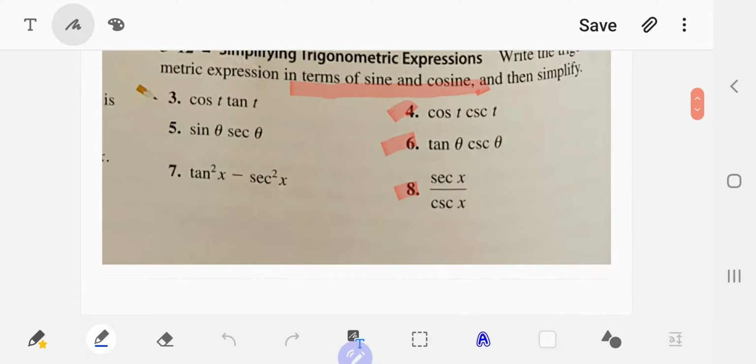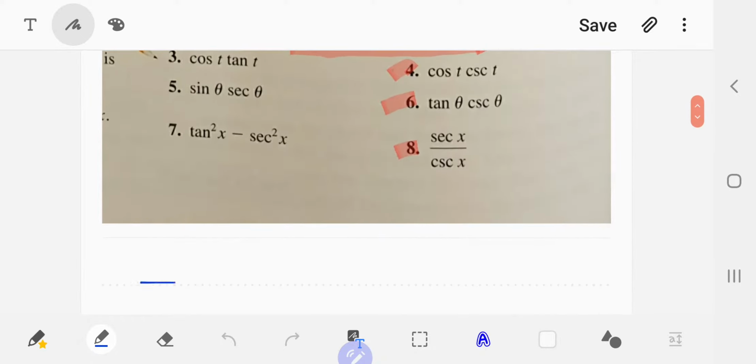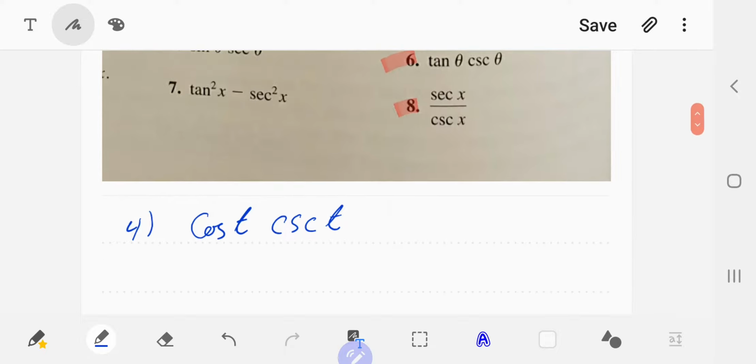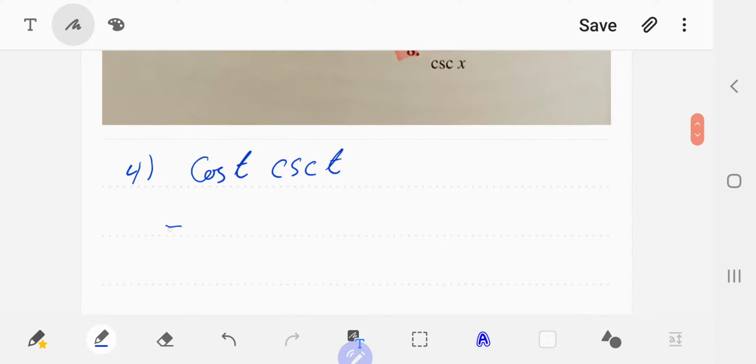So when you look at question 4, for example, what does it say? It says cosine angle t times cosecant angle t. How would I write this in terms of sine and cosine only? Well, we all know that cosecant can be written as 1 over sine t.